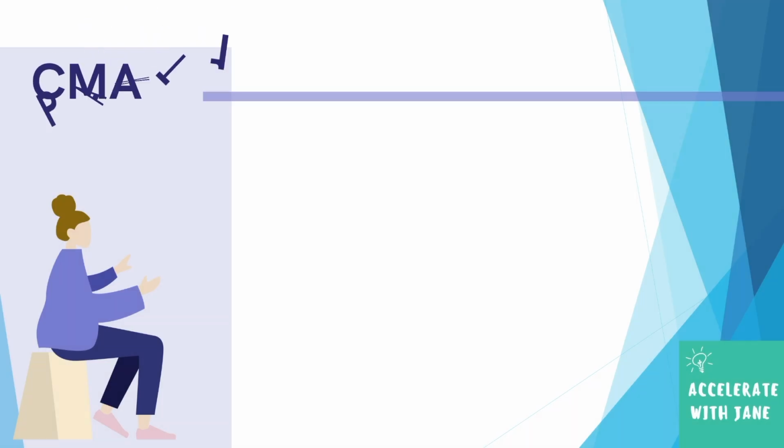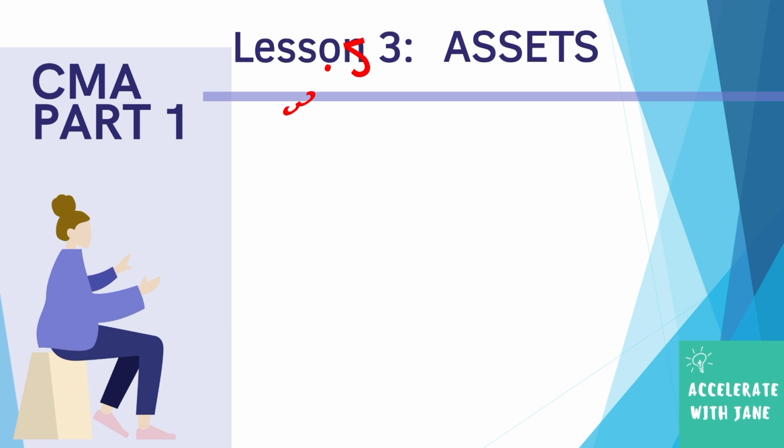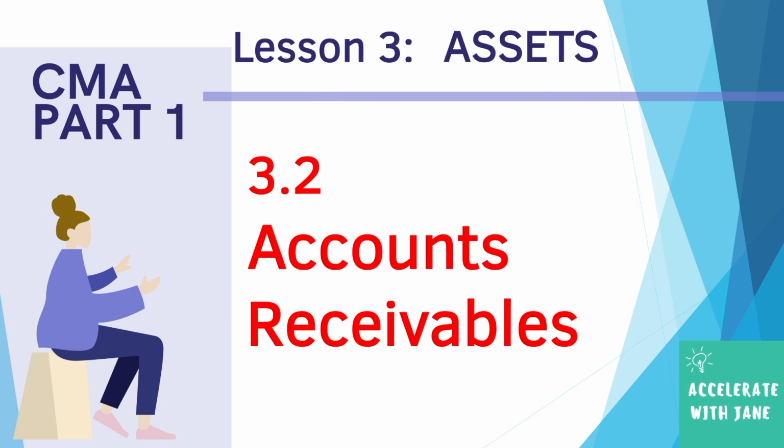Hi guys, so this lesson is for CMA Part 1. Lesson 3 is about assets and Section 2 is about accounts receivables.